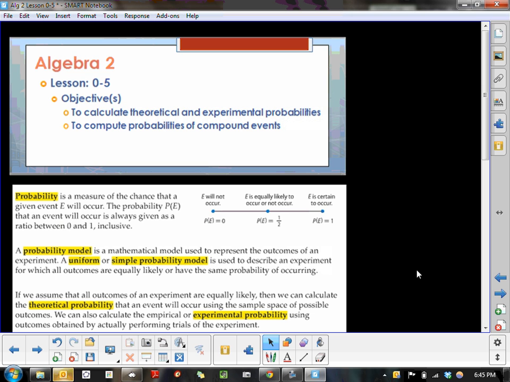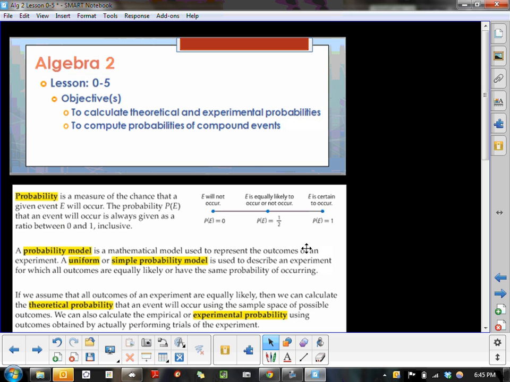So if we look at some of the definitions, some of the ideas, background information on this lesson, first thing is getting the idea of what probability is. Probability is the measure of the chance that a given event E will occur. We're going to figure out what are the odds, what are the chances that it's going to occur.